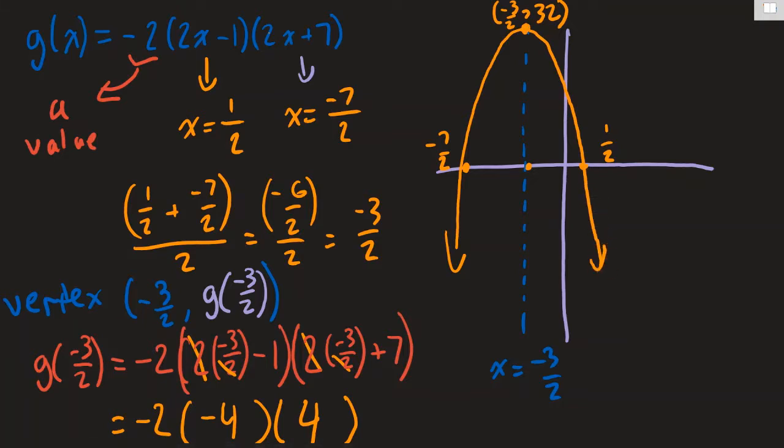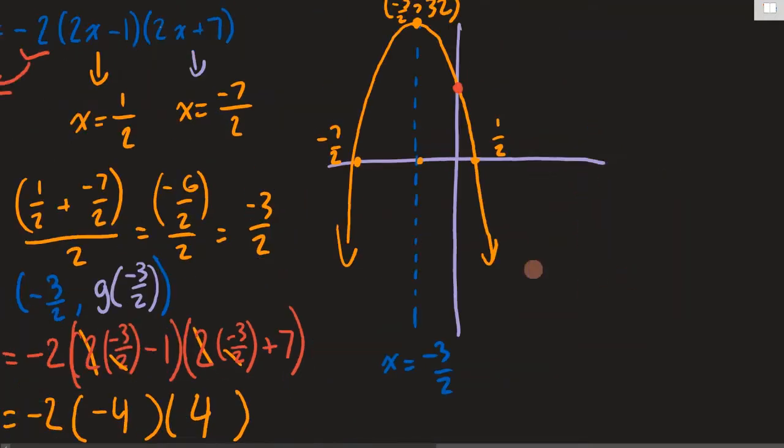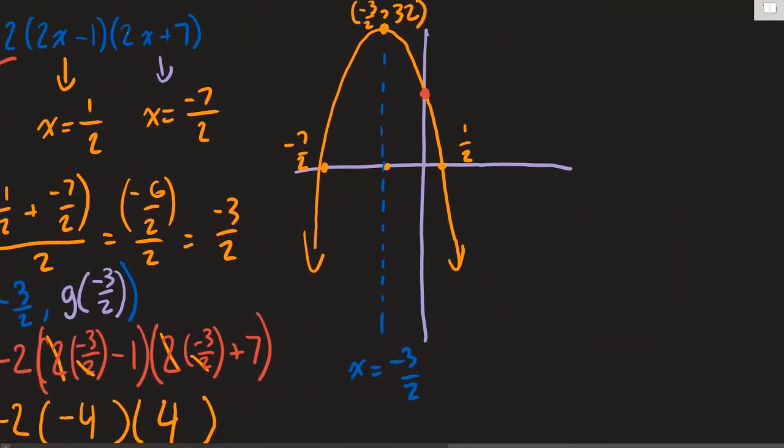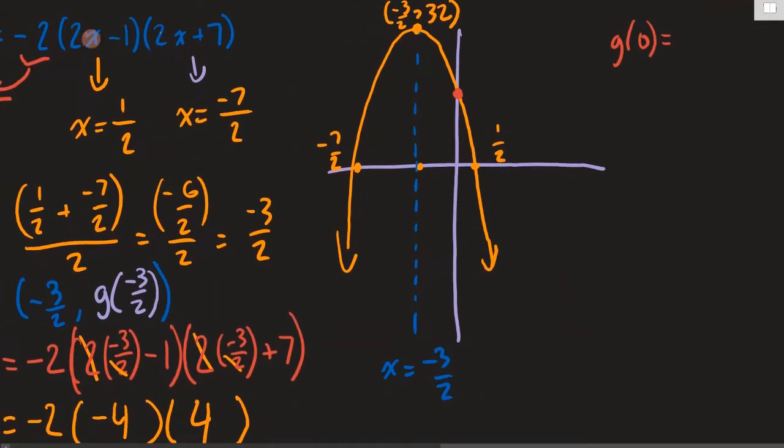The last interesting point that we can figure out from this form fairly easily is the y-intercept. Now the y-intercept is on the y-axis. The y-axis is the line where x equals 0. So to figure out our y-intercept, we are going to need to do g of 0. Now I'm going to skip the step of my x things. I know that this 2x is going to disappear because 2 times 0 is going to be nothing. So really all I care about is the -2 in front, the -1, and the +7.